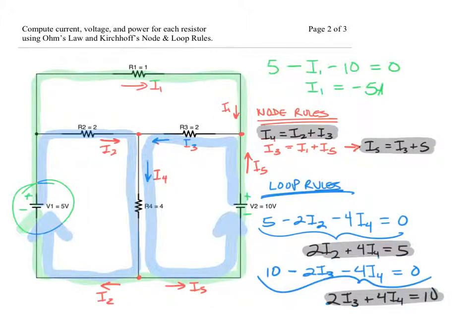So let's see here. I have I2, I3, I4, and I5. That's 4 unknown variables in these 4 equations, which means this is a system of equations, and if it's a correct system, it will be solvable. All right. So let's see here. Let's bring that.